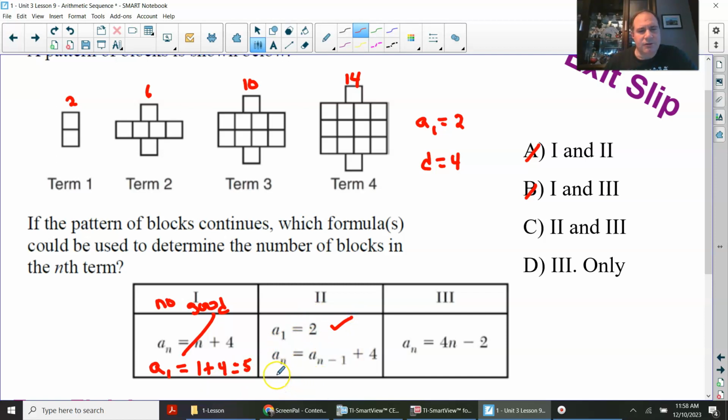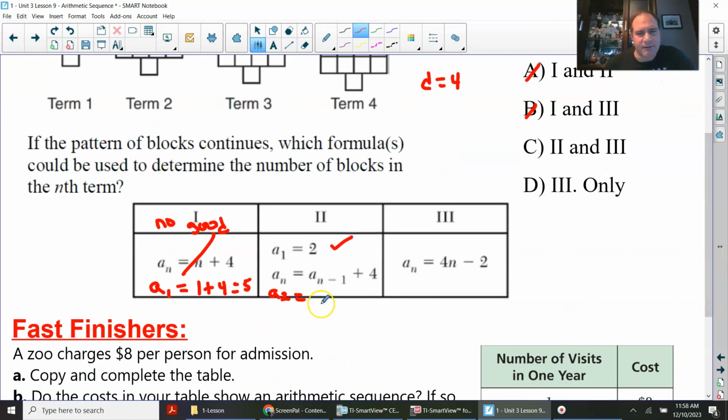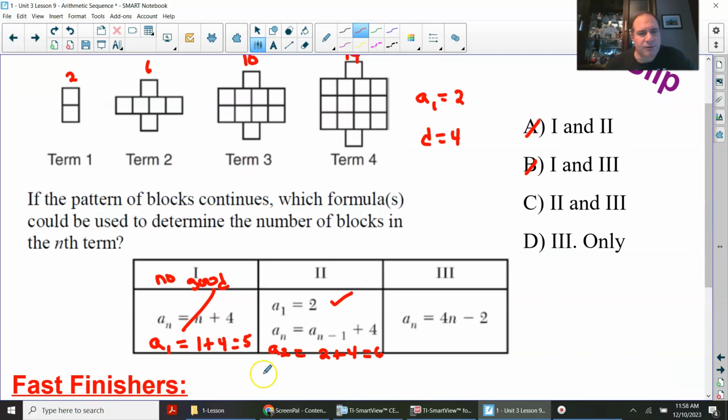That's good right there. So if we're figuring out a sub 2, 2 minus 1 is 1. So that means a sub 1 is 2. 2 plus 4, a sub 2 would be 6. And that's what I get for the second one. So a sub 3, if I do 3 minus 1, that's 2. So 6 plus the 4 is 10. That works. And then let me do it one more time. A sub 4 is 4 minus 1, which is a sub 3. A sub 3 was 10. 10 plus 4 is 14. I get that. This is good.